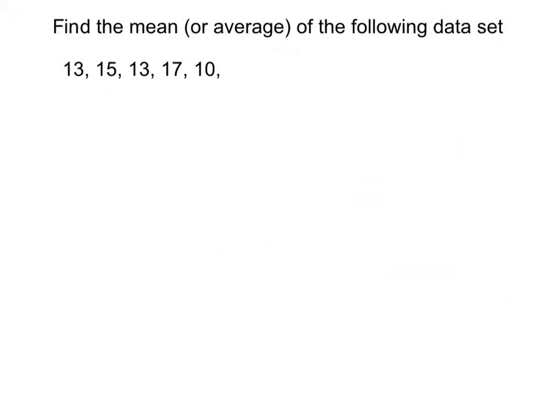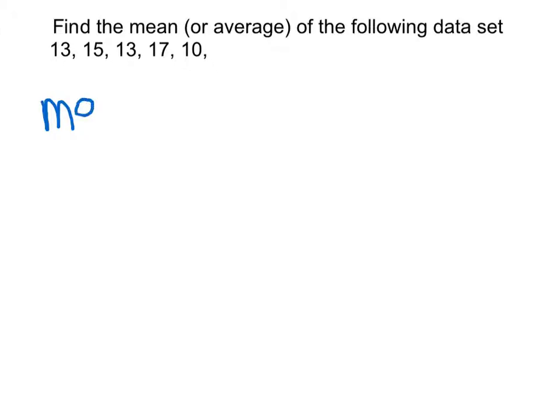This question asks, find the mean or average of the following data set. If you want to have a go at this question, just like last time, pause the video and then resume it once you've had a go and see how you went. So, again, to find the mean, we give ourselves an empty fraction and there's 1, 2, 3, 4, 5 numbers in the data set and then we add them all together.